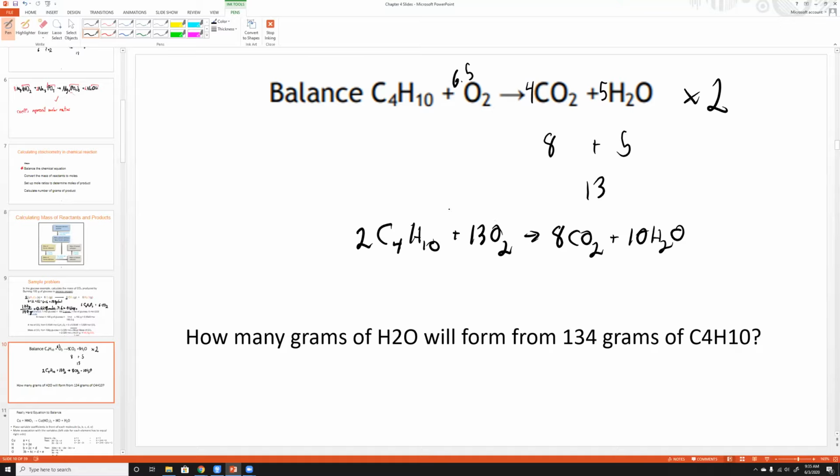If you look from there just to check your work, you see there's 8 carbons, 20 hydrogens, 20 hydrogens. 13 times 2 is 26. 8 times 2 for oxygen is 16, plus 10 is 26. So we have this as a balanced equation. Now I'm going to stop here. Does that make sense? Are there any questions there?